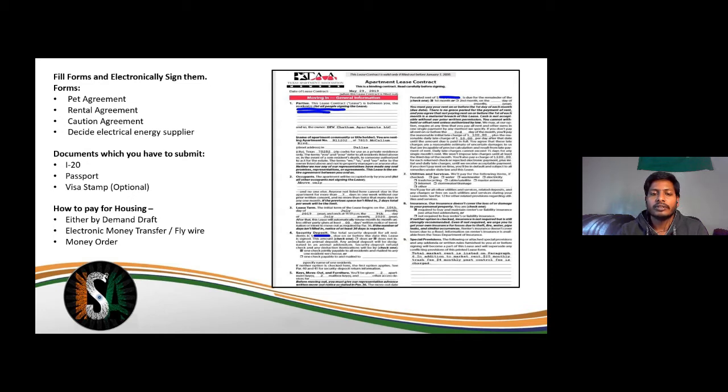So how to pay for housing: either by demand draft, or you can use electronic money transfer, Flywire, or money online. There are some communities that allow you to just pay the administration fees, and for the remaining first month's rent you can come here and get a demand draft from Walmart and pay with that. Most communities don't take the first month's rent directly. They ask you for the demand draft that you will get from Walmart here. Next slide, please.